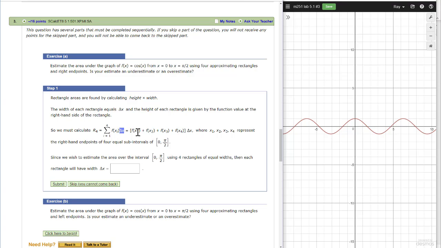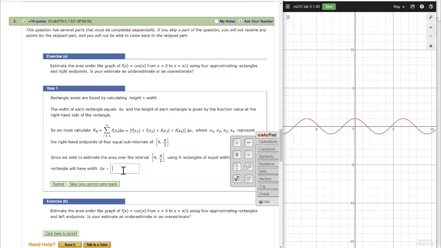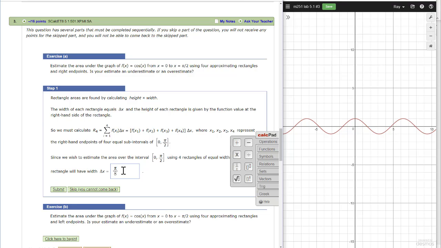we're going to split this up and use the endpoints x1, x2, x3. There's actually an x0 also, but what we want to do is break this up into 4 equal pieces. So from 0 to pi over 2. If we want to break this up into 4 equal pieces, we would subtract and then divide by 4. So subtracting will give us pi over 2. Divided by 4, it's going to be pi over 8. So our rectangle pieces are going to have widths of pi over 8.